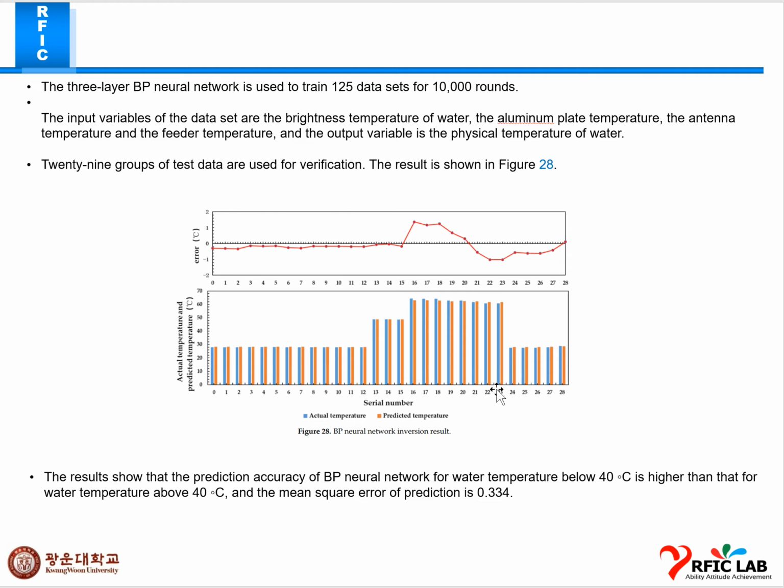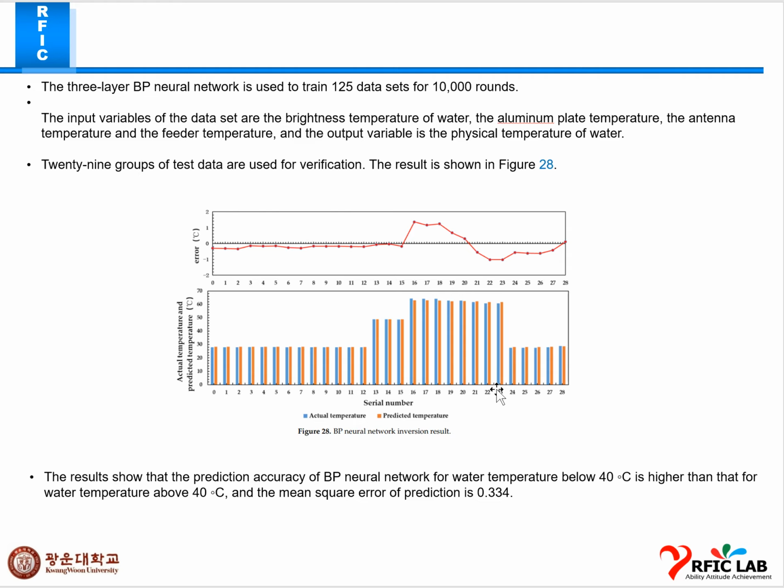So as I said, I have used a BP neural network trained on a 125 data set for around 10,000 rounds. The input variables of the data set are the brightness temperature of water, aluminum plate, antenna, and feeder temperature. The output is in the form of physical temperature. And 29 groups of data are used for verification. And this graph is about the BP neural network.